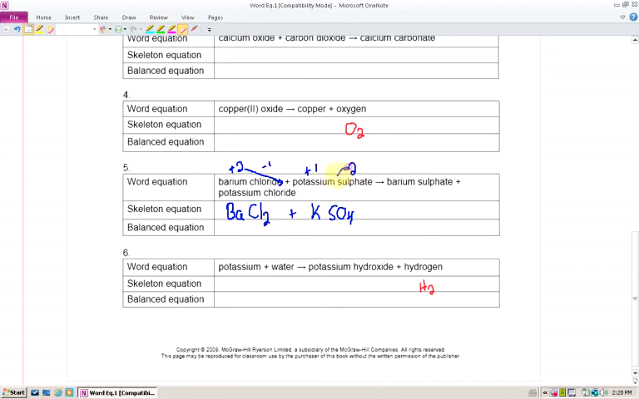Now this one, the crisscross goes into the middle. Barium sulfate will be BaSO4. If I check their charges, they're +2 and -2, so they don't need anything else. And potassium chloride, which will be KCl. And those are +1 and -1, so those cancel.